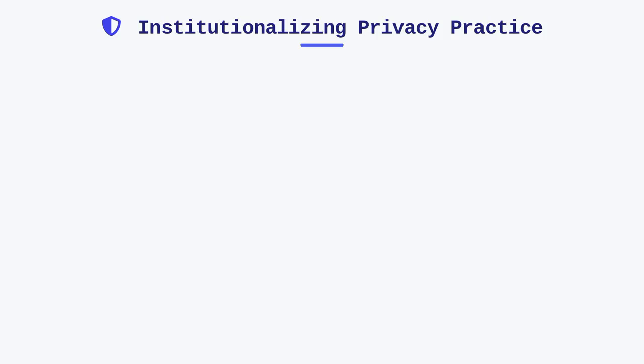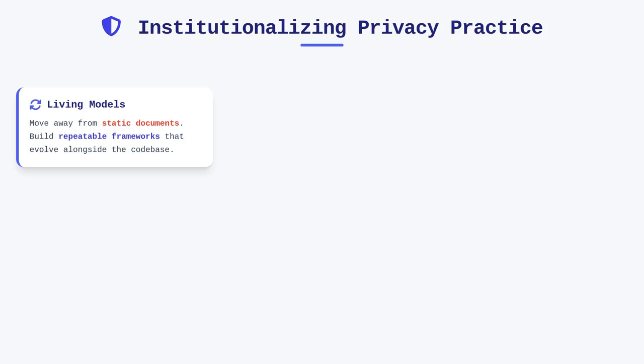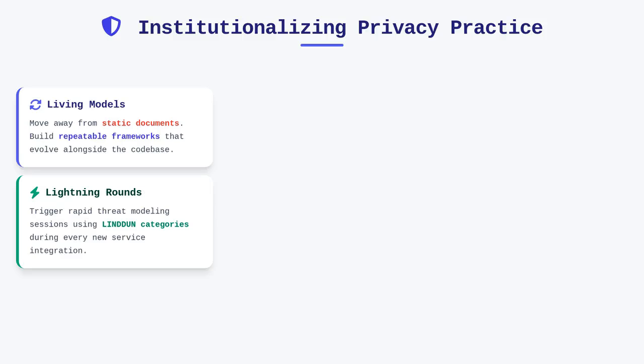Moving from theory to institutional practice requires building a repeatable framework that teams can naturally integrate into their workflows. We want to avoid static documents that sit on a shelf. Instead, we aim for living models that evolve alongside the codebase. Whenever a security architect proposes a new service integration or a data migration, the team should trigger a lightning round threat model session using these established LINDDUN categories.